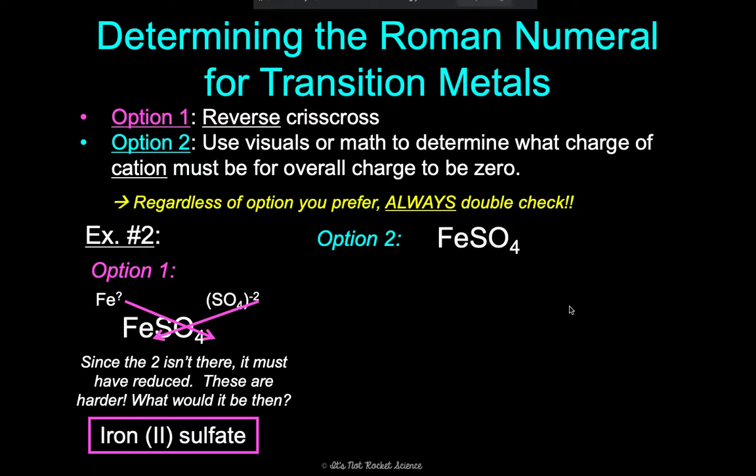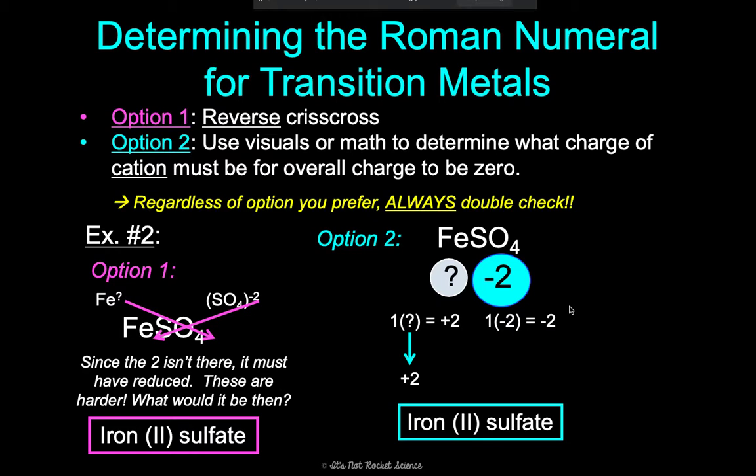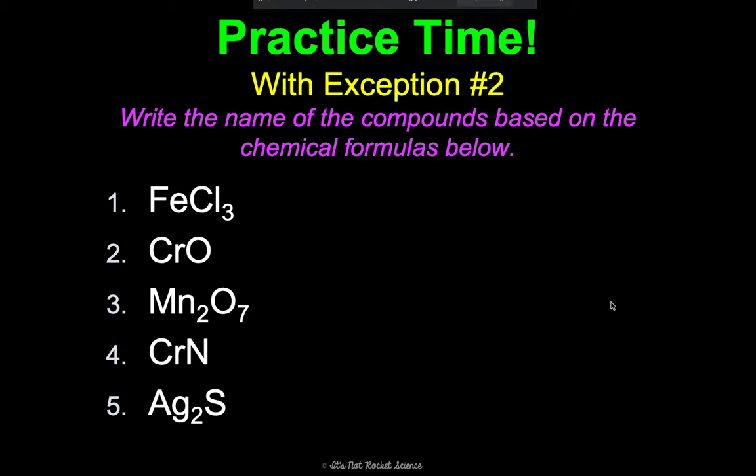Option 2, here we go. We have at least one of each. 1 times -2 is -2. We know this has to be +2, so 2 divided by 1 would give us +2. It still gives us iron 2 sulfate. So again, your choice which option you would prefer to do. In my opinion, this is the easiest, but when you have something like this where you don't see the subscripts on the outside, this may be your better option, just so you can visually see it. Totally up to you. So let's go ahead and practice this.